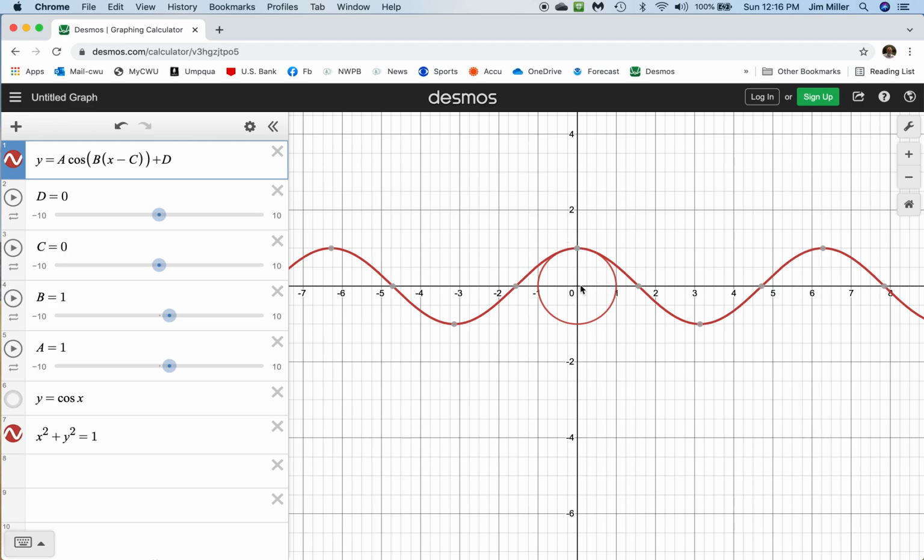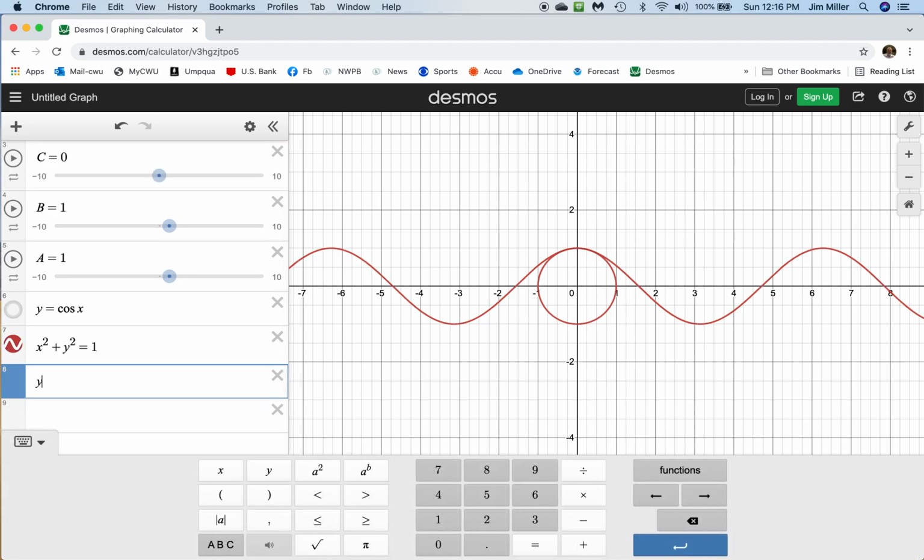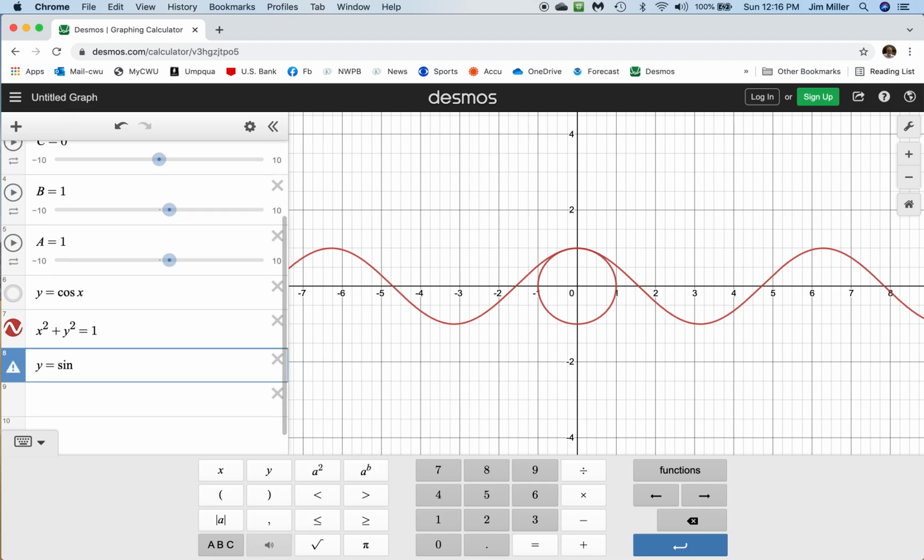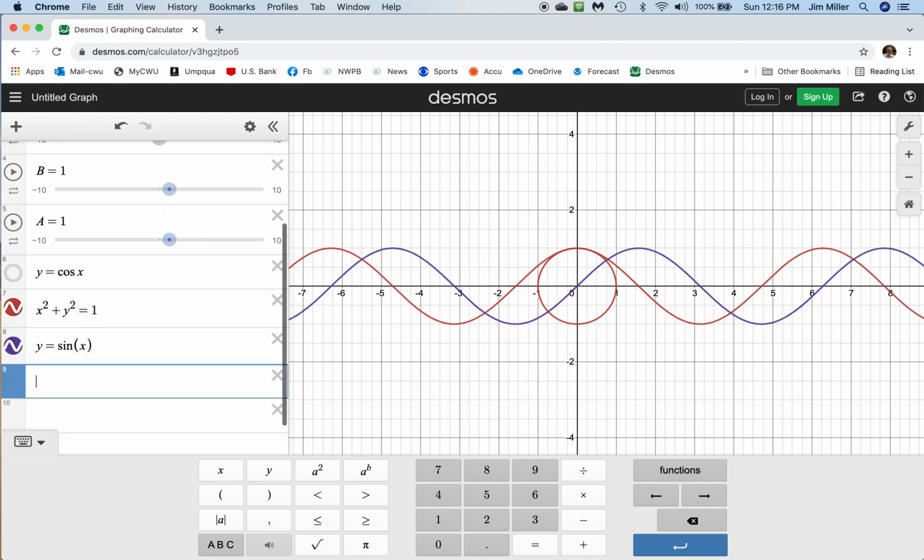Now the sine was the y-coordinate. The y-coordinate at 0 is 0, and it's 1 at pi over 2. So the sine will go from here up to there. So I'm going to type in y equals sine x. And that blue curve, you can see, goes from 0 to 1 because the y-coordinate for here is 0. The y-coordinate for here is 1. Then it goes back to 0 for the y-coordinate. Then it goes to -1, and then it goes to +1.